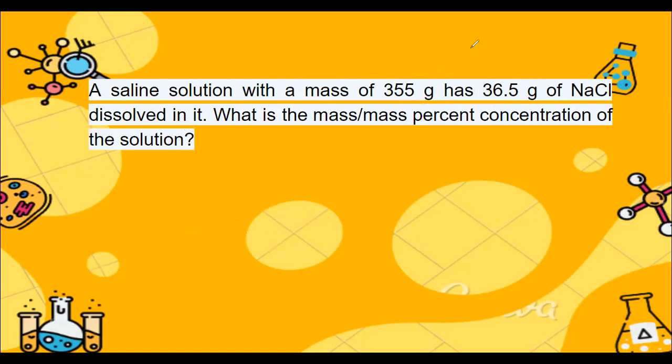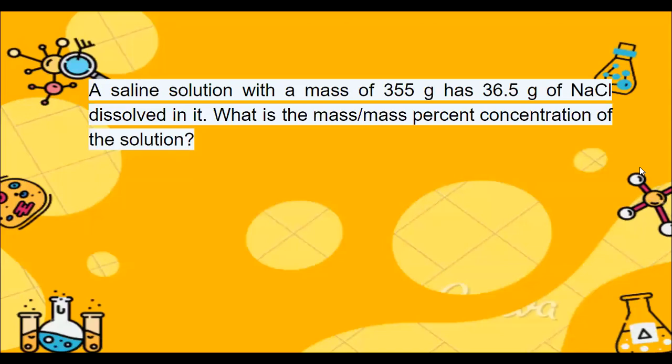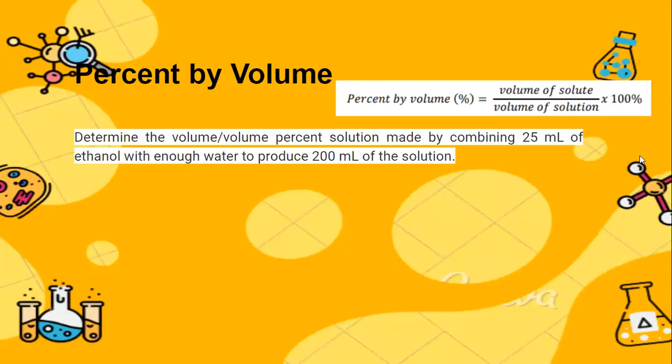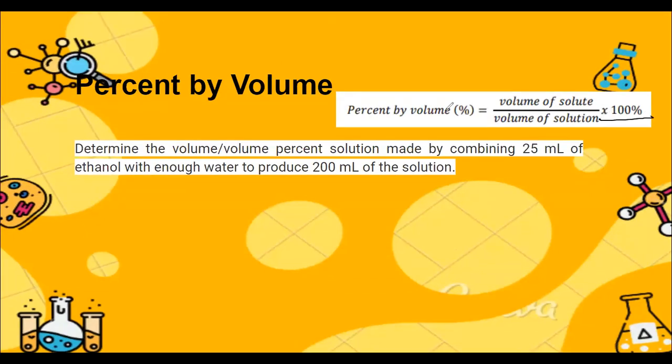Next, let us proceed with our second way of expressing concentration. So our second way is percent by volume. So in this case, we are going to use the volume of the solute and the volume of the solution. Okay, and we will also multiply it by 100 to get its percent by volume.